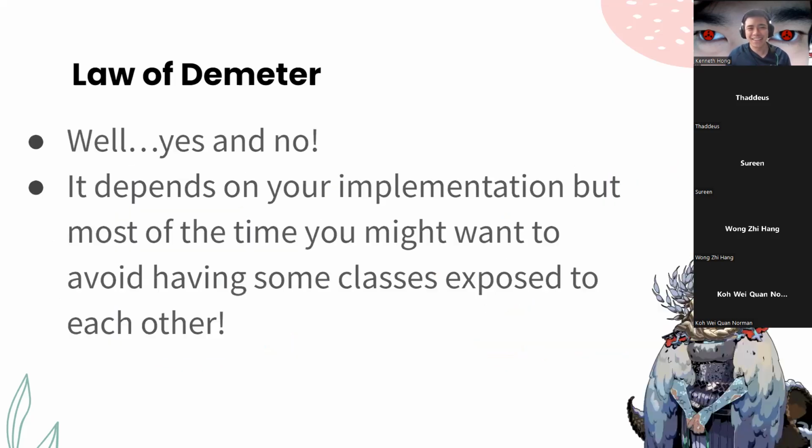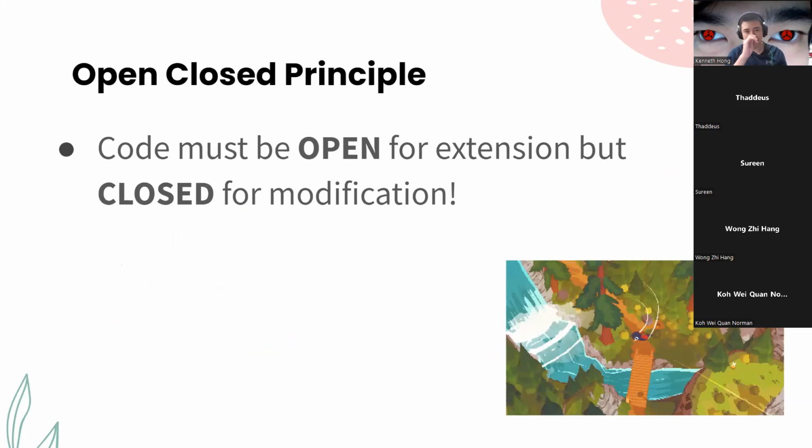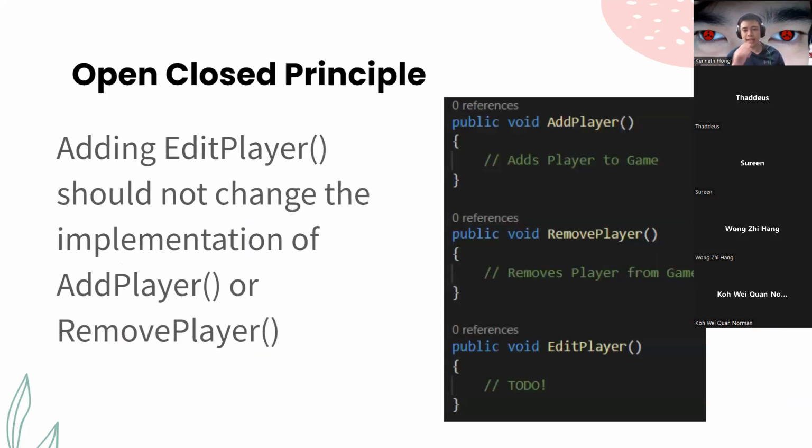Okay, I think this is one of the last ones already, but this is the open close principle. In short, code must be open for extension but closed for modification. What this means is that, let's say I have an add player and remove player class in a multiplayer game, because everyone loves to make multiplayer games and give us headaches during Orbital.